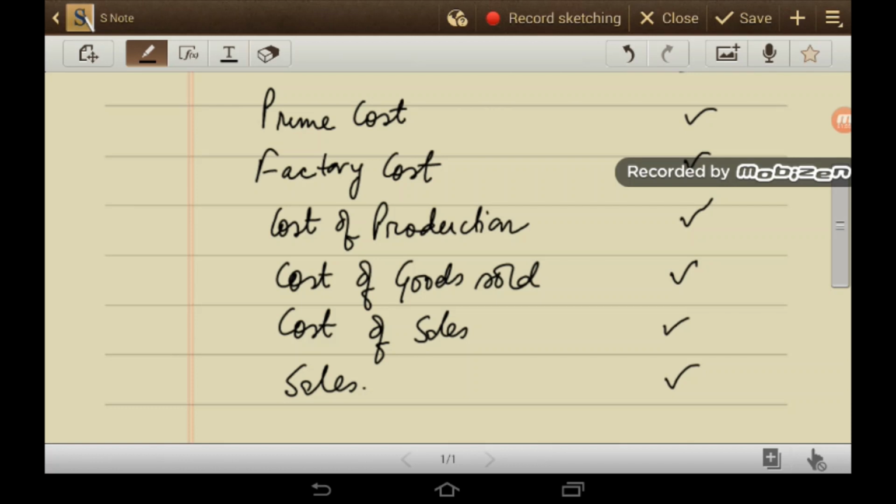So prime cost has three parts: direct material, direct labor, and direct overhead. With prime cost, we add factory overhead to arrive at factory cost. With the factory cost, we add office and administrative overhead to arrive at cost of production. After cost of production, we adjust the opening stock of finished goods and closing stock of finished goods to arrive at cost of goods sold. Then with cost of goods sold, we add selling and distribution overhead to arrive at cost of sales, and then we add profit with cost of sales to arrive at sales value.